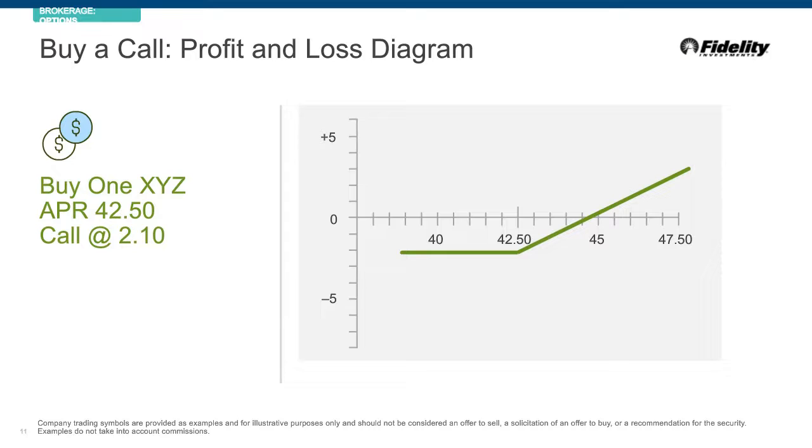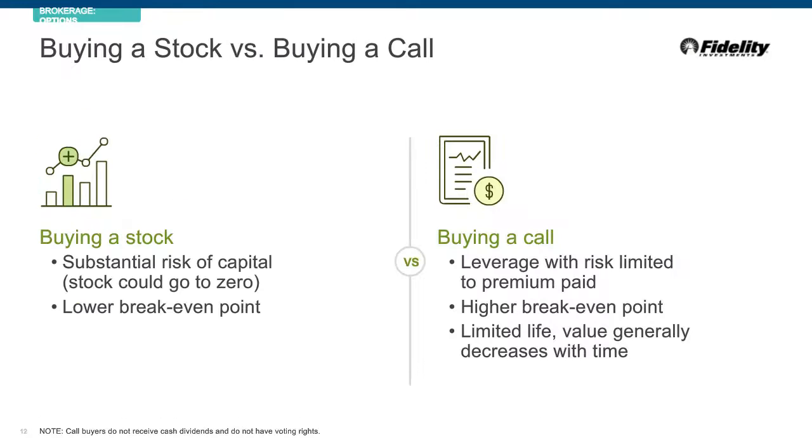So let's now go through and compare. Well, we could buy shares, that's bullish. We could buy the call option, that's bullish. Why might we do one versus the other? All right, so now you're probably wondering if it's better to buy stocks or to buy options. And the answer just depends.